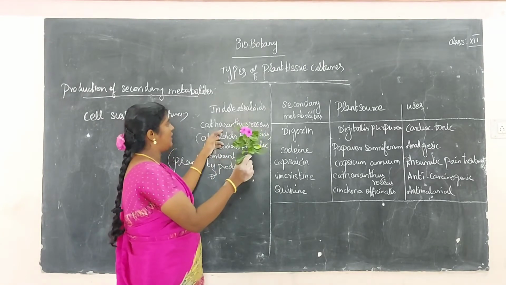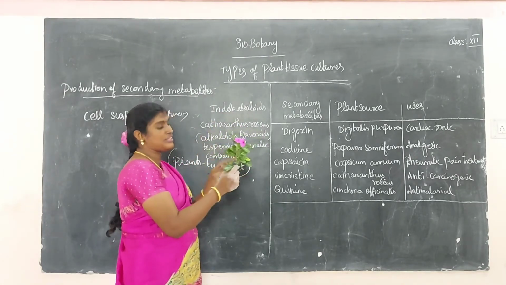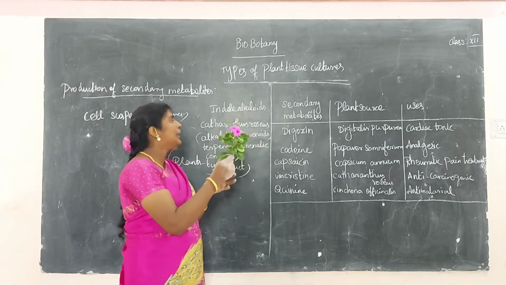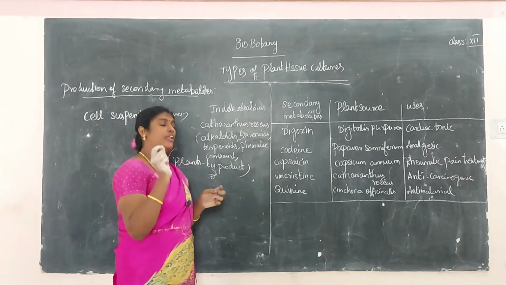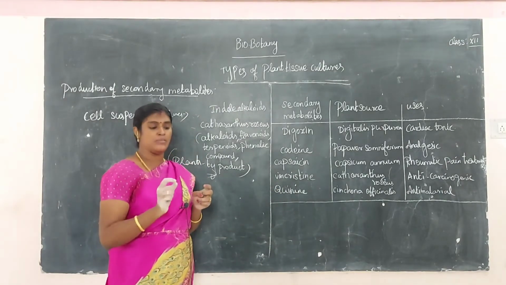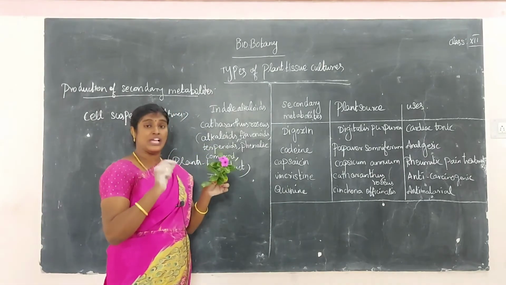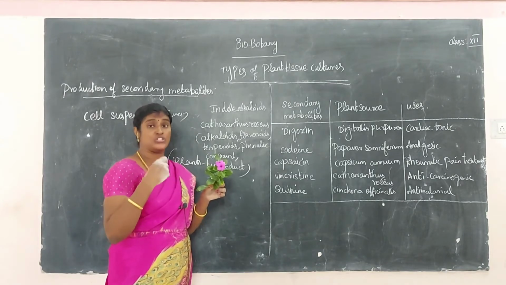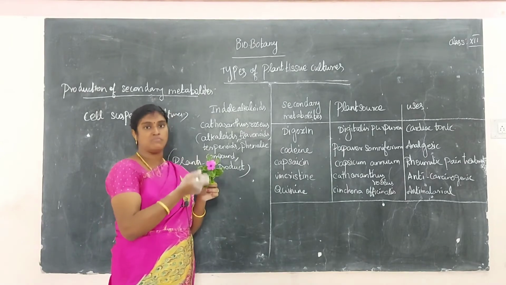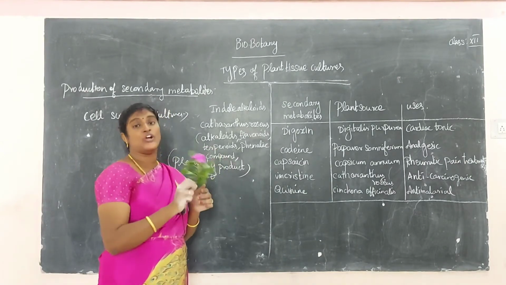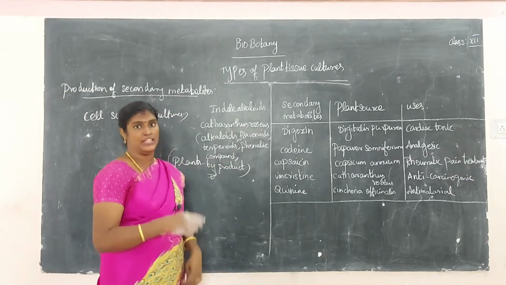This plant yields a byproduct, the indole alkaloid, from the Catharanthus roseus plant. What is the name of the byproduct? Indole alkaloid. The indole alkaloid is mainly the secondary metabolite named vincristine. Vincristine is mainly used as an anti-carcinogenic agent present in this plant. An anti-carcinogenic agent is used in treatments against cancer. Anti means opposite, and carcinogenic means cancer. So it acts as an anti-cancer plant.